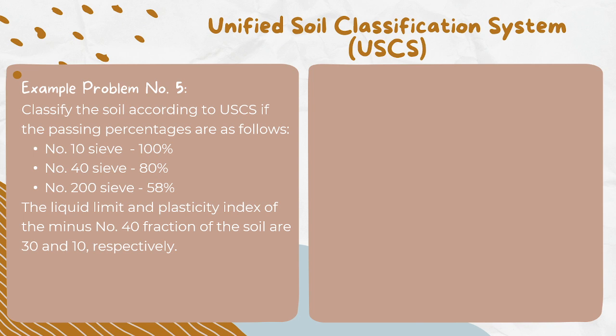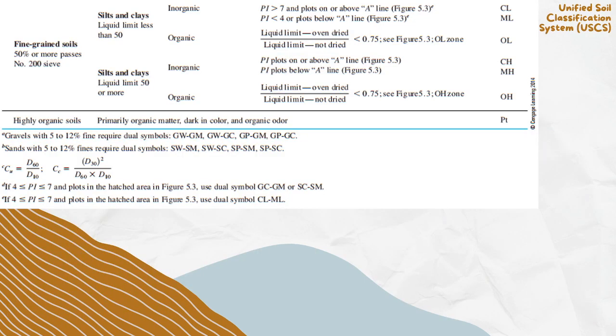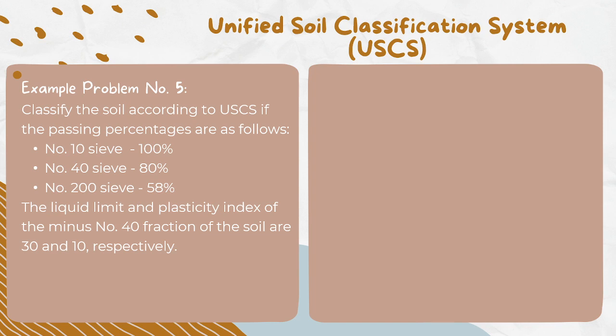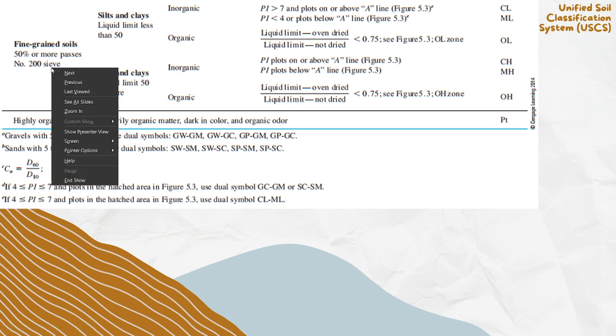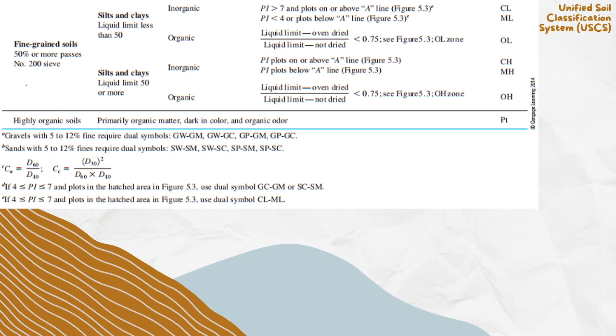First, let us identify the group symbol of the soil. Since the percent passing the number 200 sieve is 58%, we will use the fine-grained soils, because 58 is greater than 50. So, we have the fine-grained soils.